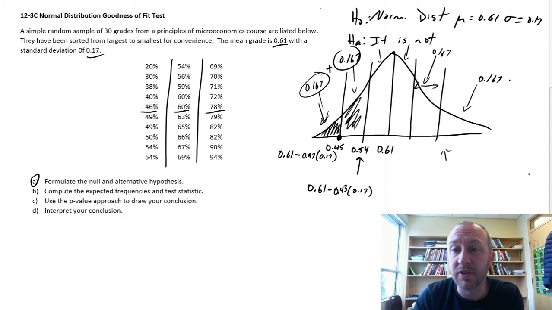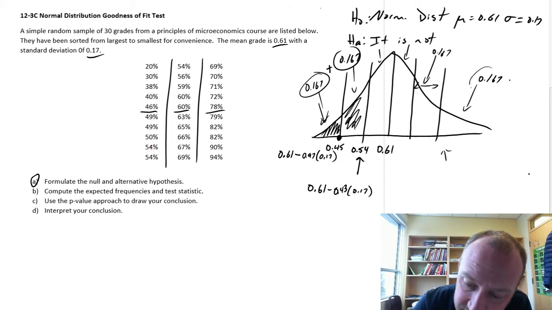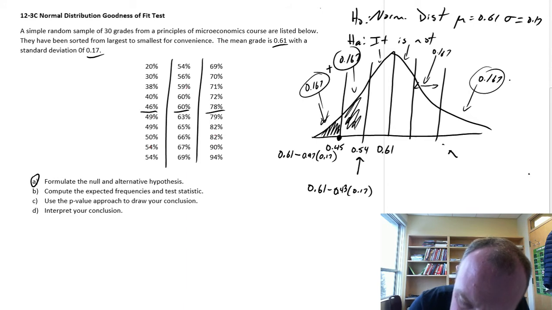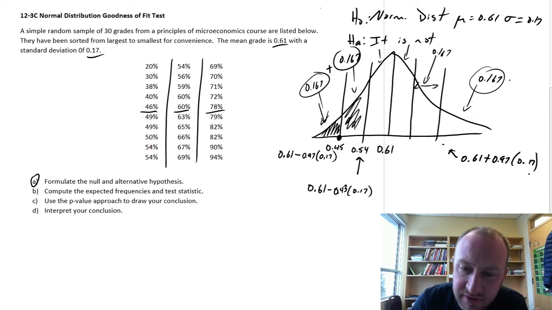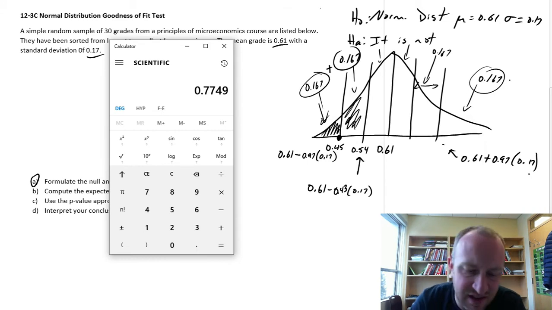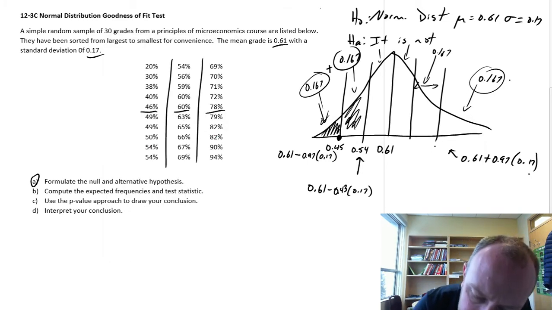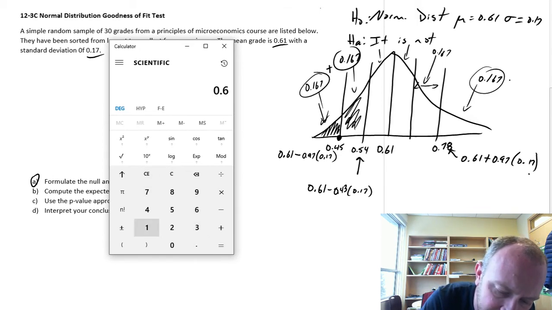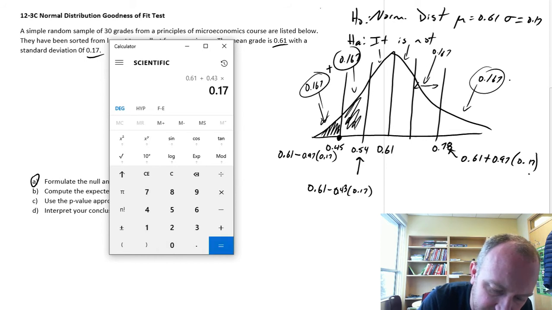Now we do the same thing for the upper two values, and the corresponding critical values are going to be the same, because the distribution is symmetric, so the upper tail critical value that corresponds to an area of 0.167 is calculated precisely the same. So this is going to be 0.61 plus 0.97 times 0.17, which is 0.77, that'll round to 0.78. And finally, that last one is 0.61 plus the critical value 0.43 times 0.17, which is 0.68.